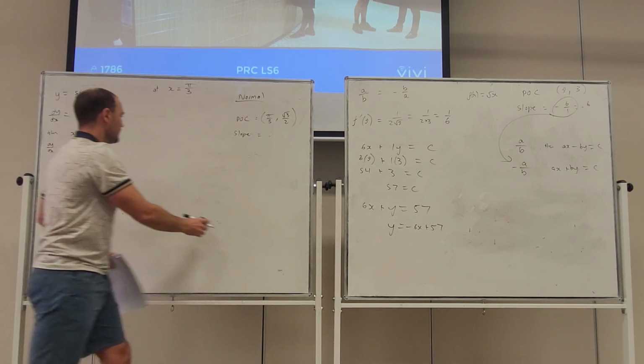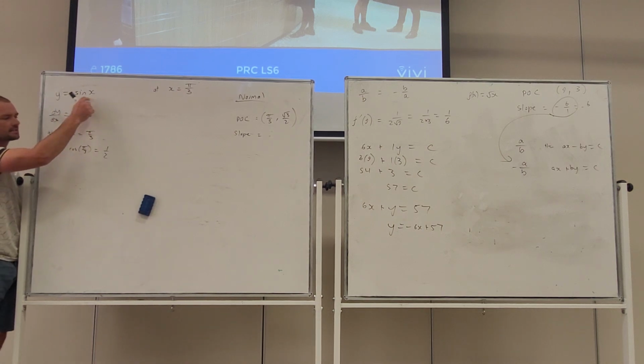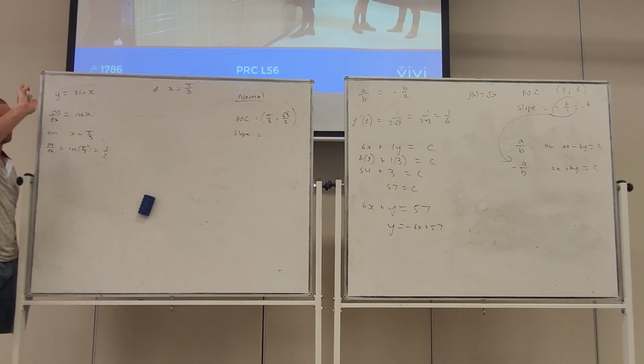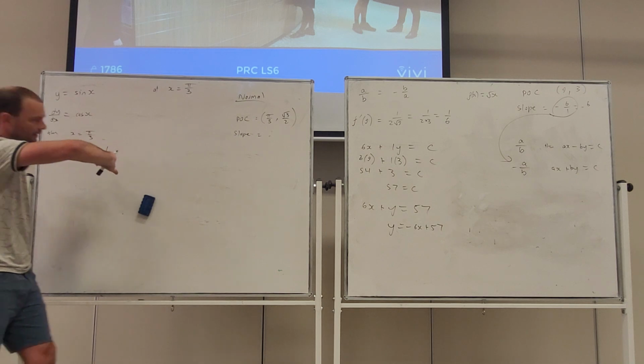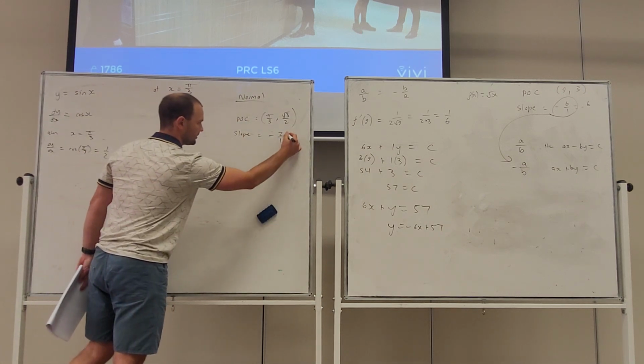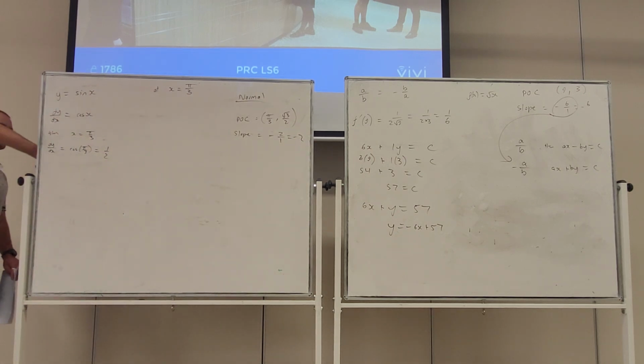Okay. So let's be clear. This is the slope of the curve sine x at x is pi on 3. We're asked to find the normal, which means we need the negative reciprocal, right? And so half, we're going to flip it. We'll have minus 2 on top of 1. Simplifies to minus 2.